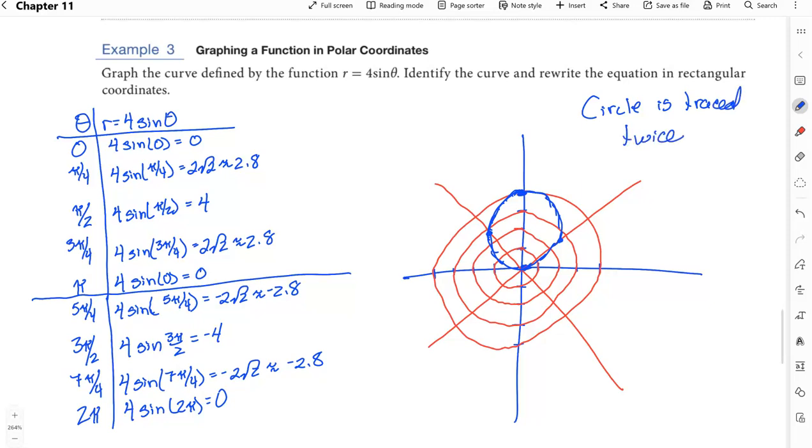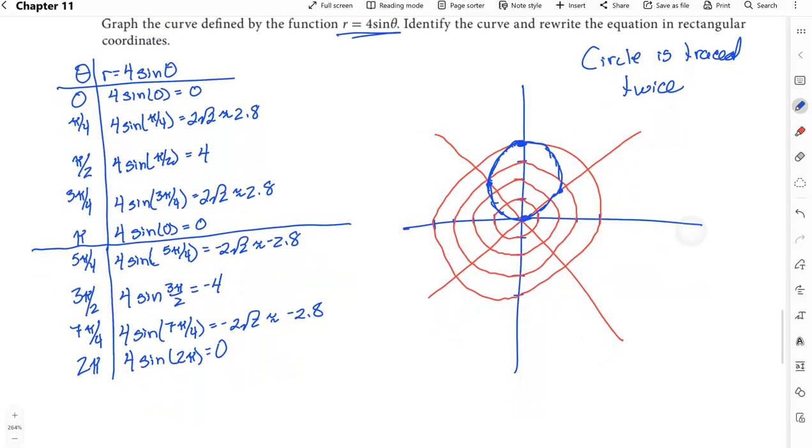Now we could also graph this in Desmos. You go to Desmos and you type in your r equals 4 sine of theta, and that would produce it as well. Or we could do this in the calculator. But by hand, you pretty much have to look at just plotting different points. So what if we wanted the rectangular version of this?